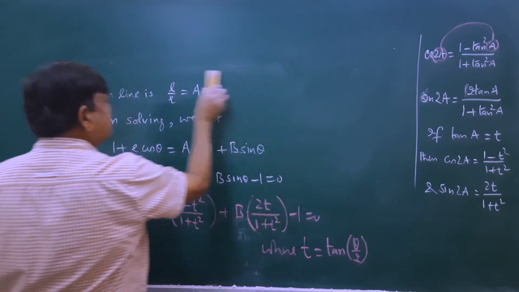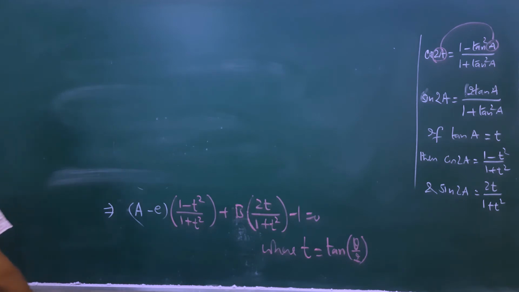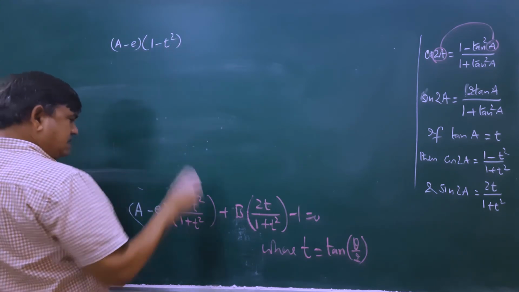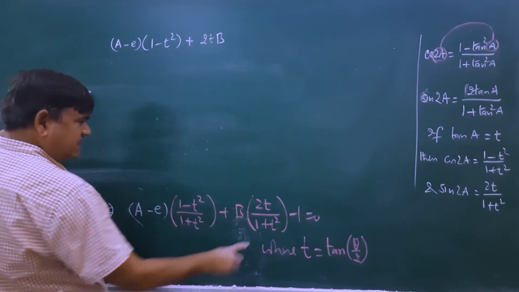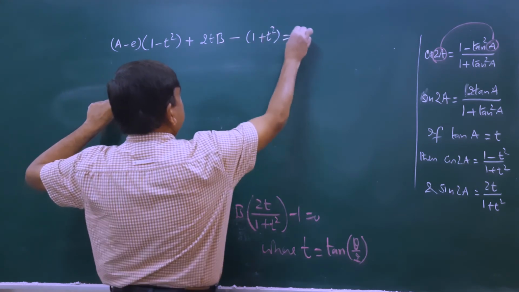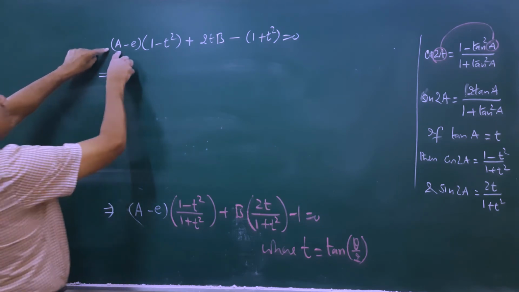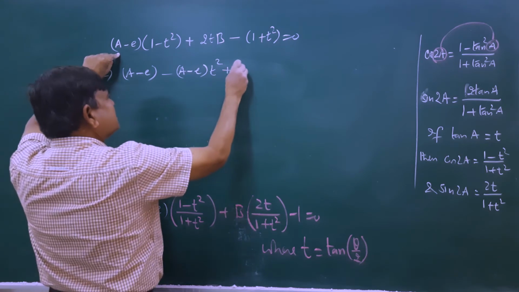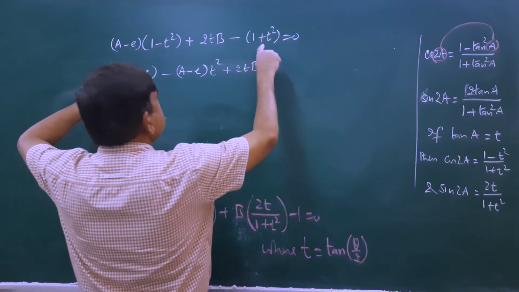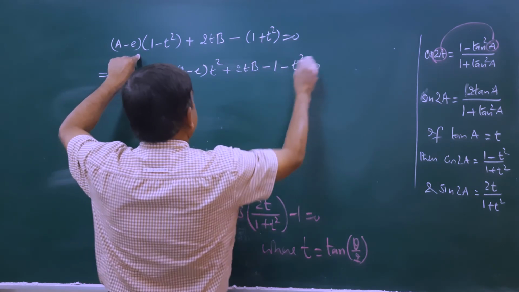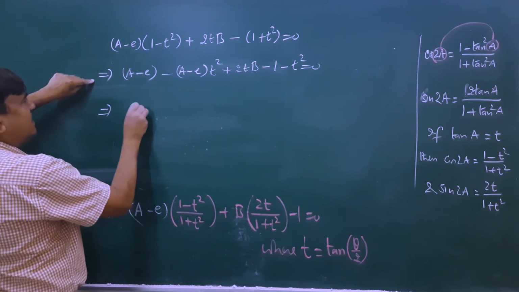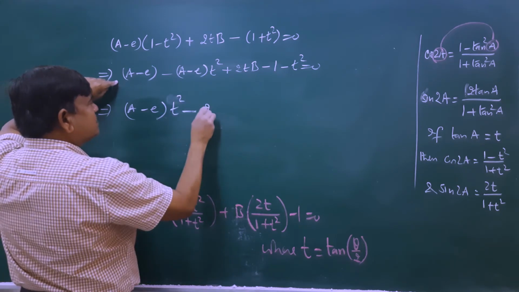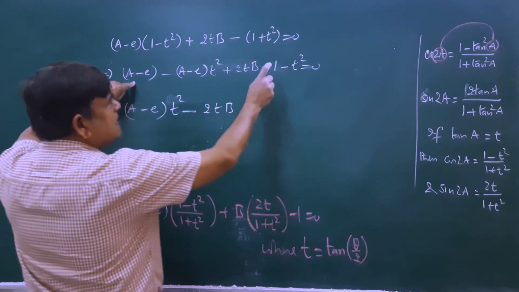Okay. Now we simplify this. This is a minus e into 1 minus t square plus 2tb minus 1 plus t square. Okay? This is a minus e into 1 minus a minus e into t square plus 2tb minus 1 plus t square. Just rearrange the terms. This is a minus e t square minus 2tb, change the sign, so this is plus 1.